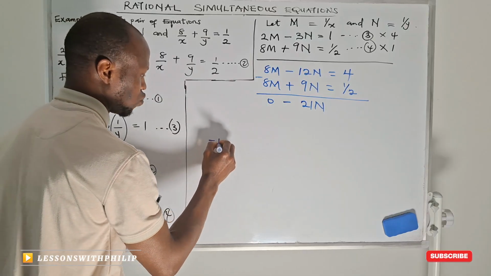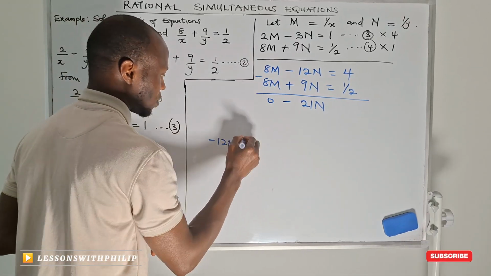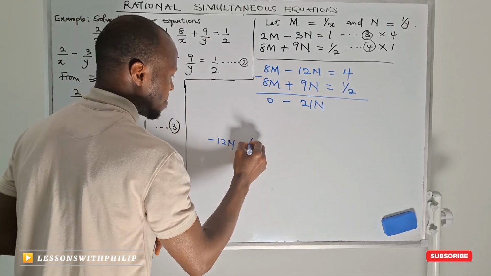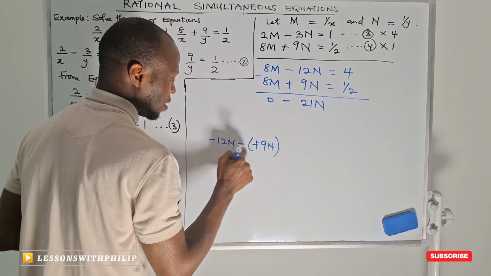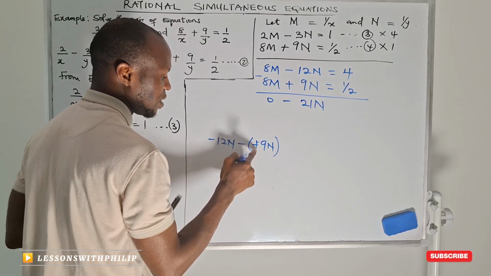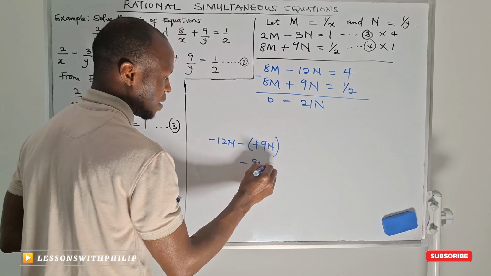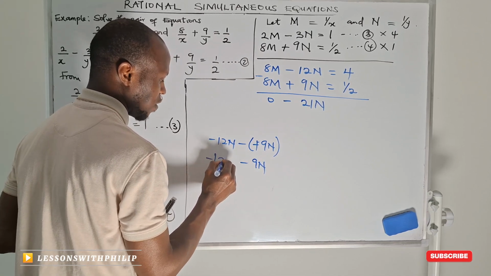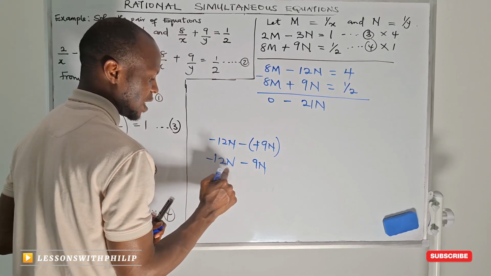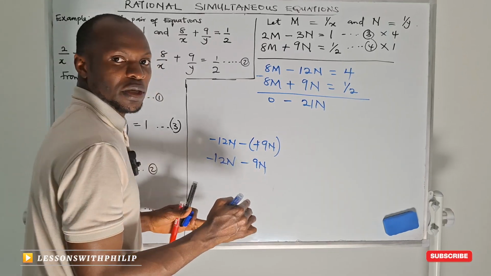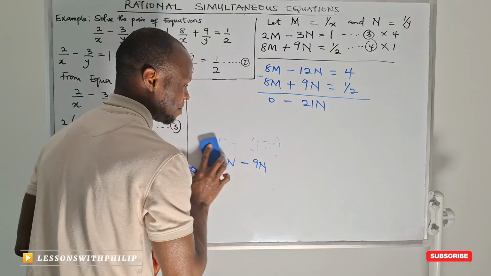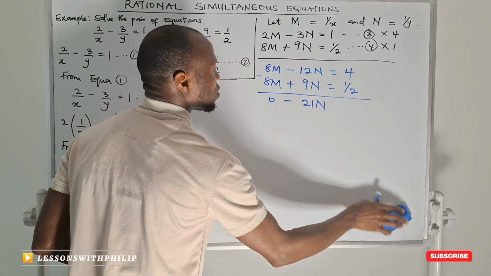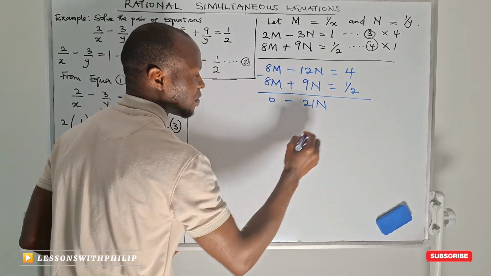Somebody may ask, how do you get minus 21n? We have minus 12n, and we have plus 9n. Minus times plus will give me minus. So we have minus 9n. So minus 12n minus 9n is minus, so it will be minus 21n. Okay? And this is 4 minus half.